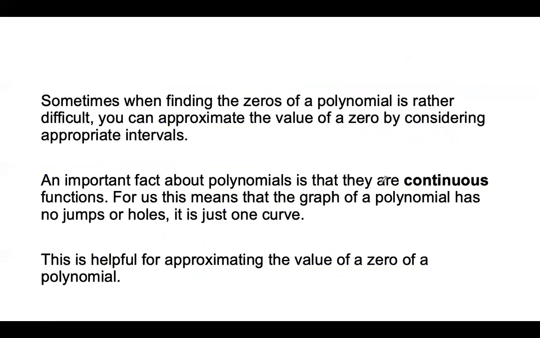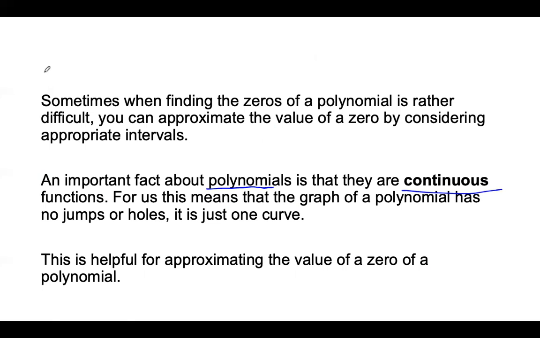Okay, so if I give you an easy function, then it's easy to understand what happens. But if I give you a difficult function, then things can be difficult. So it really depends on the function to find these zeros. And so what happens here? An important fact about polynomials is that they're continuous functions.